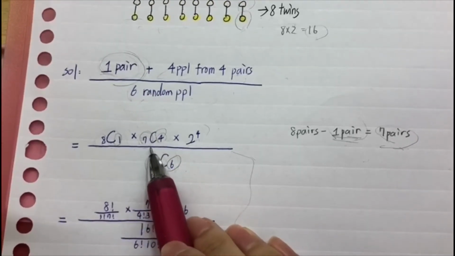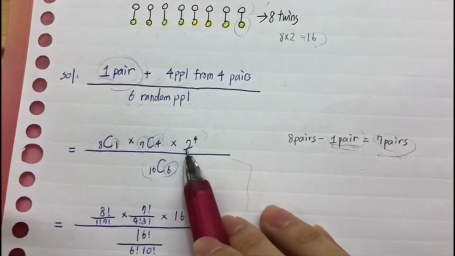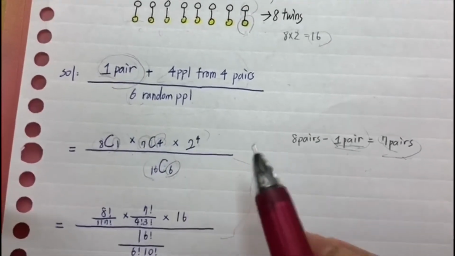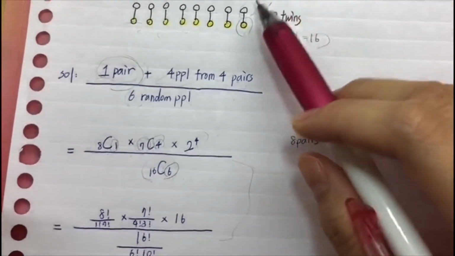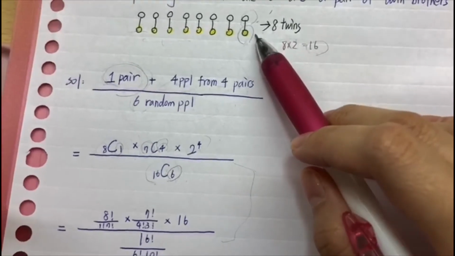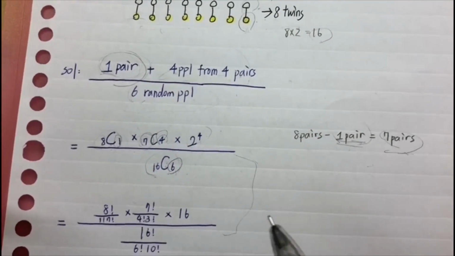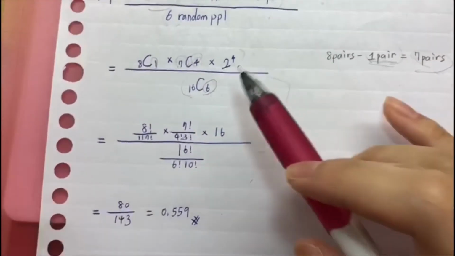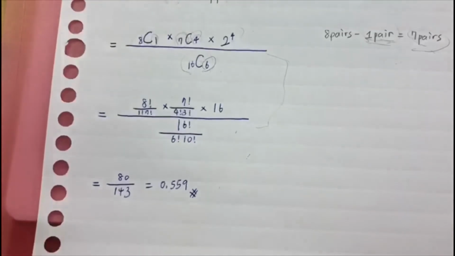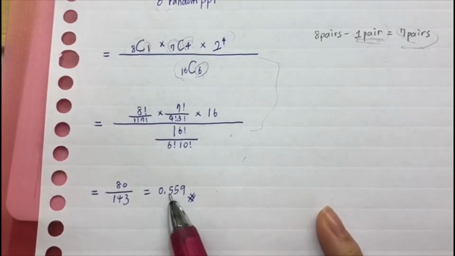So it is 7C4. And we have to multiply by 2 to the power of 4 because in each pair of twin brothers we selected, it might be the white one or the yellow one. So for each pair of twin brothers selected, there are 2 possible results. And it goes like this. And then if you calculate this formula, the answer will be 0.559.